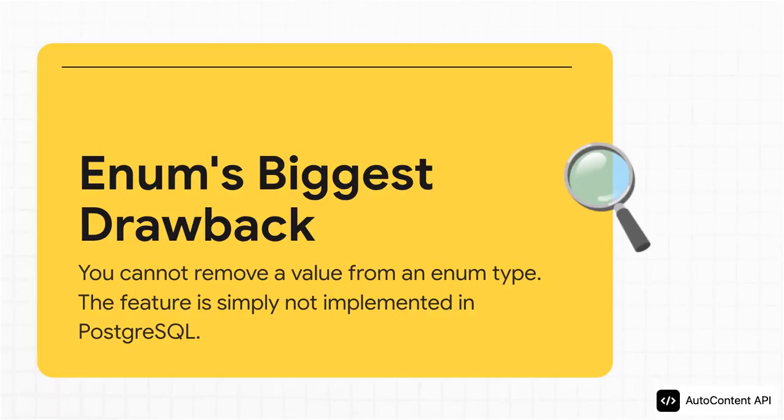And this right here is the absolute deal breaker for a lot of people. When you create an enum, you are making a permanent, irreversible decision. If you add a value like beta feature and then a year later you decide to get rid of it, you can't. You are stuck with it forever. I mean, sure, you can rename it to something ugly like deprecated, do not use this, but you can never, ever truly remove it from the type itself.